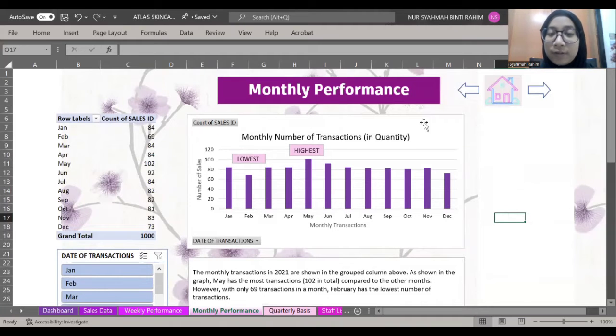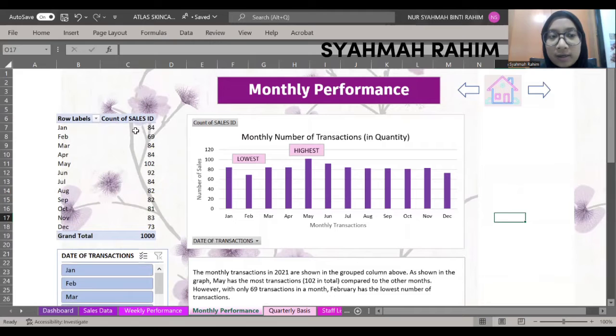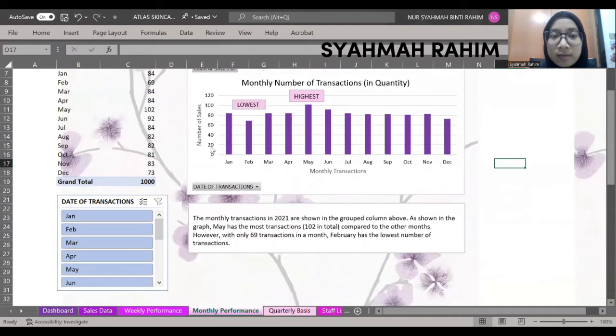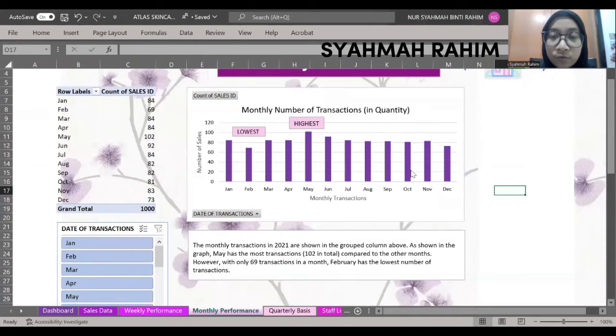So moving on to monthly performance. Here we use a pivot table, which you can filter by month, and we use a count of sales ID. So here are the charts, number of sales and monthly transactions. This is for monthly number of transactions in quantity. The monthly transactions in 2001 are shown in a group column.